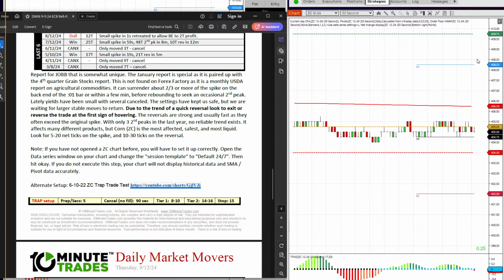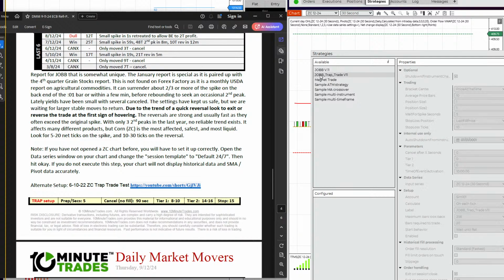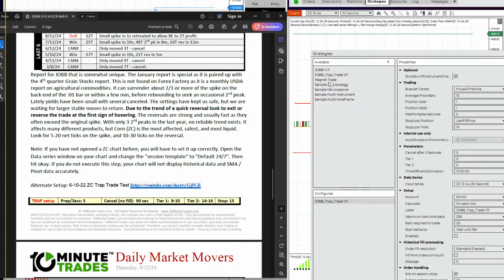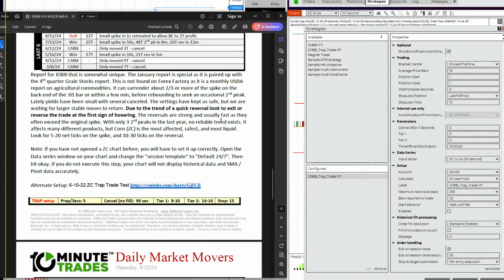So I'm going to click on strategies. I'm going to choose trap trade, and I'm going to set it up. Position size 1 is a 1. Position size 2 is a 1. My stop is 15. My tier 1 is 8.